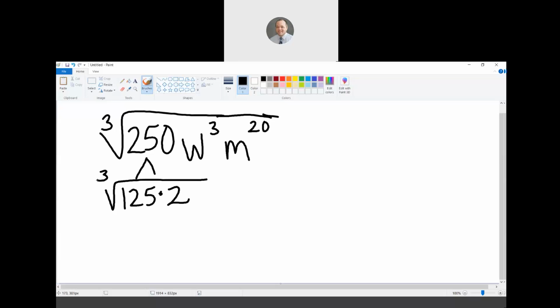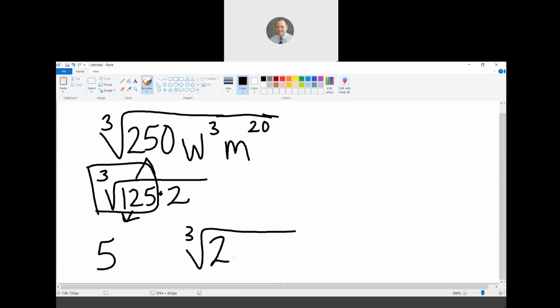We know the cube root of 125. You can even figure that out mentally by asking yourself, what number can you multiply 3 times to make 125? And that, of course, would be 5. So 5 goes outside the radical. Leave some room in case you have to pull out some of the letters. And that 2 stays inside the radical.